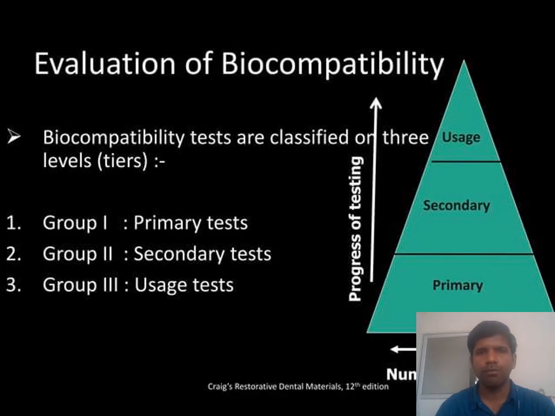Coming to the evaluation of biocompatibility, biocompatibility tests are classified on three levels or three tiers. Group 1 is primary tests, Group 2 is secondary tests, and Group 3 is usage tests.